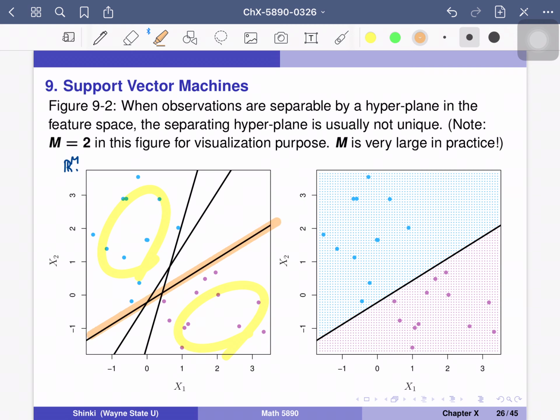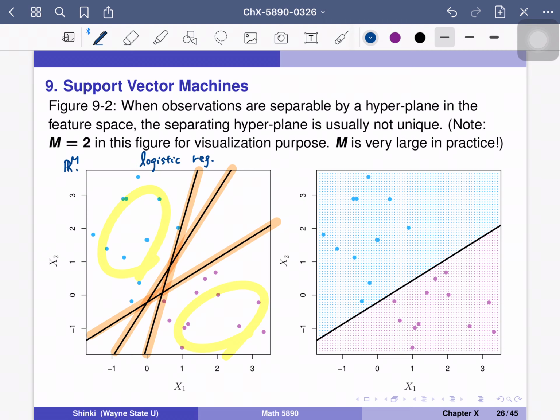But this line is not unique. This line also perfectly separates the two groups, and this line also. This problem happens typically in logistic regression, because logistic regression has a linear boundary.